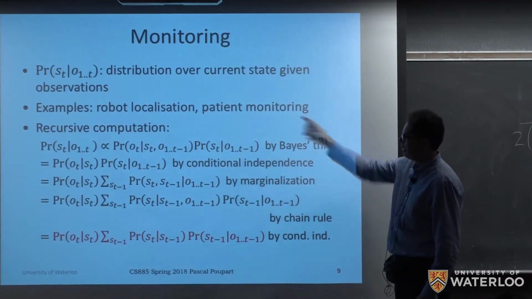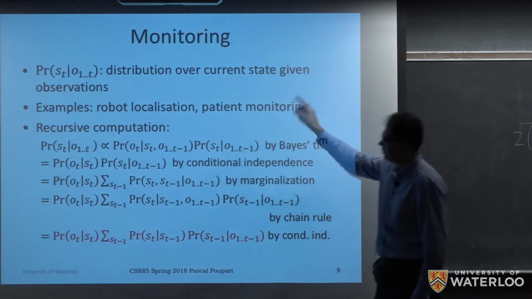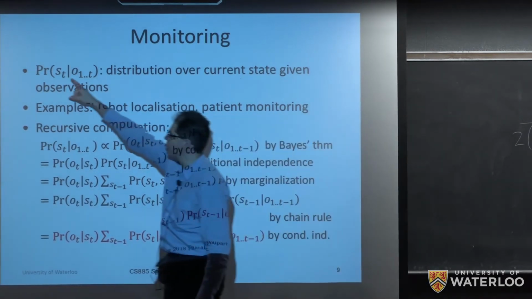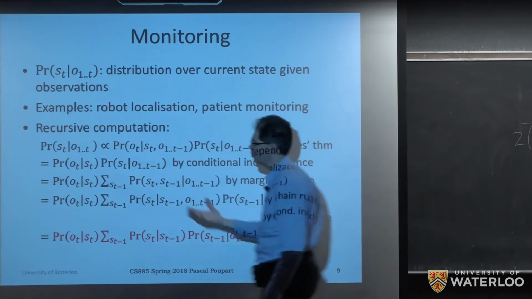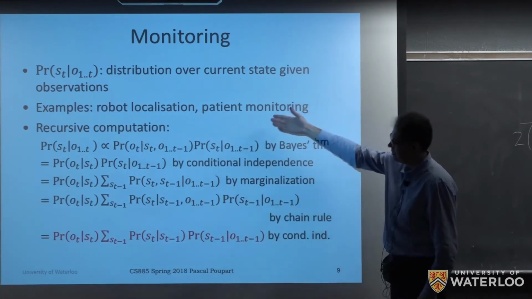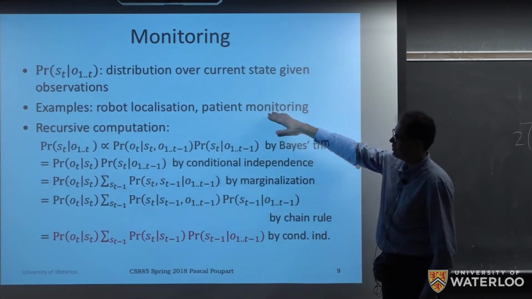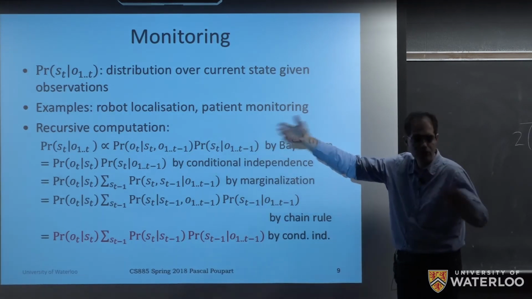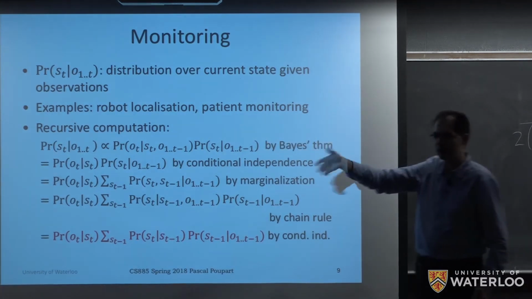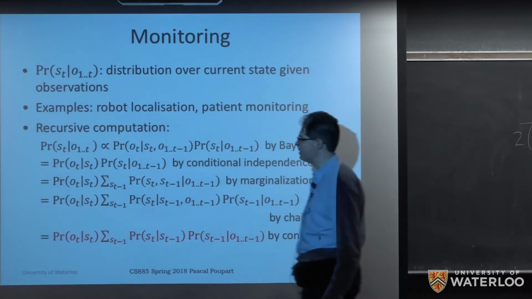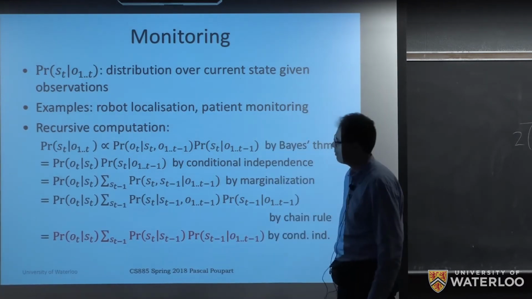For monitoring, again, the problem is that we want to compute the probability of S_t given O_1 through t. This is important for robot localization, as we saw. Another common one could be patient monitoring or any type of monitoring where we're trying to estimate the hidden state at a certain time step.